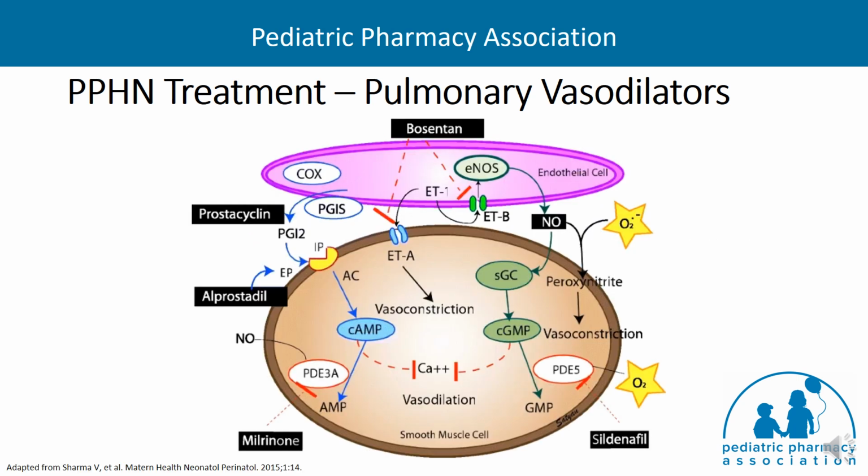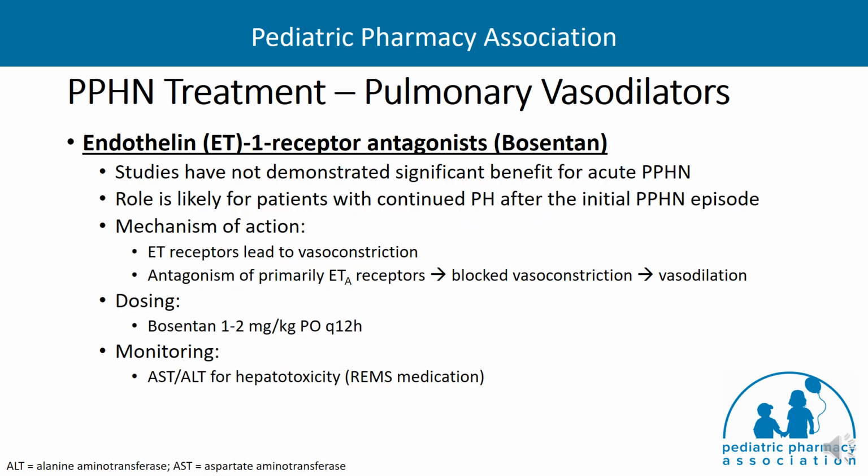And our last pulmonary vasodilator we will discuss are the endothelin receptor antagonists. Endothelin receptor antagonists block endothelin receptors on endothelium and vascular smooth muscle. The stimulation of these receptors is associated with vasoconstriction, thus blocking this results in vasodilation. Bosentan is the most commonly studied drug in this class for PPHN, and it blocks both ETA and ETB receptors with a slightly higher affinity for the A subtype.